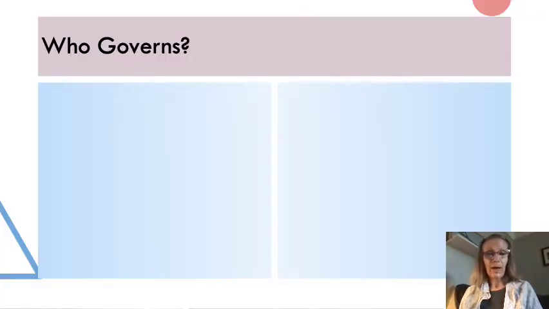Okay, so we've defined what we mean by the word government. Let's now move to take a look at different forms of government. And the first thing that we're going to take a look at in terms of forms of government is asking the question, who rules? Who's doing the governing? Because who is doing the governing gives us an insight into the type or form of government that it is.